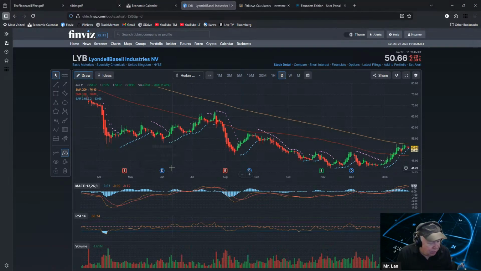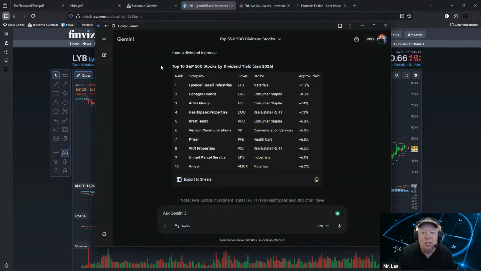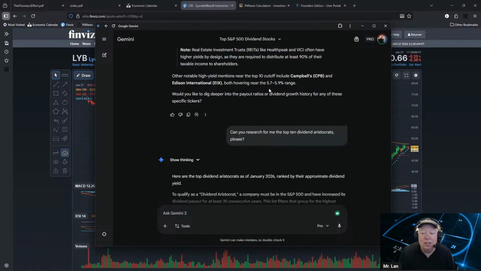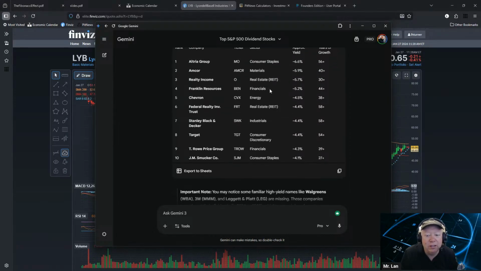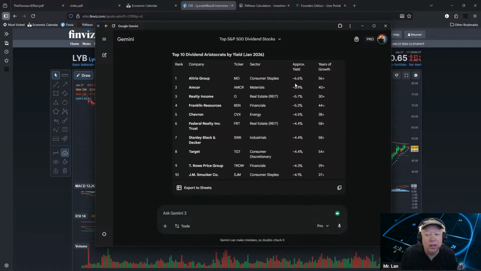All right. Dividend Aristocrats. So this is just the top 10 S&P stocks. And then we come down to this next list. These are the top 10 dividend aristocrats. Now, what does aristocrat mean? That means that they raise their dividends every single year for 25 years. Now, if you look at what their approximate yield is, look at this one. This has had 56 years.